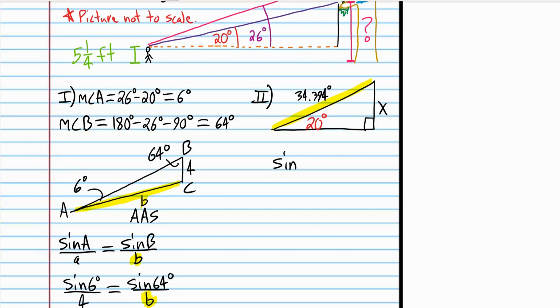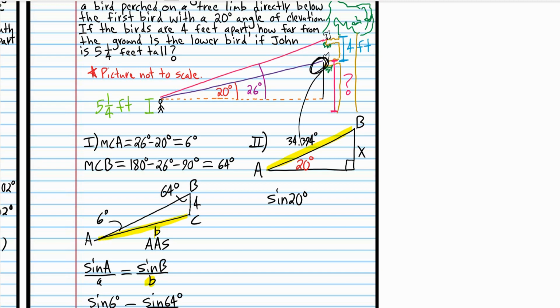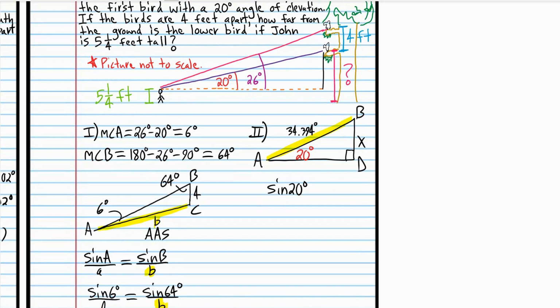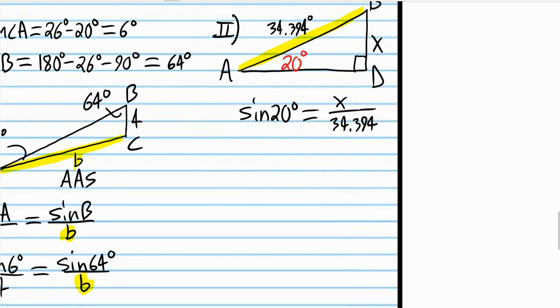So now we can say sine 20 degrees, and by the way, this is A, this corner is B, and we can't call this corner C. It's not C because C is up here. We want this corner here, which we can call D. So sine 20 is equal to X over 34.394. Multiply both sides of the equation by 34.394, and we get 34.394 times sine 20 degrees. That's X.